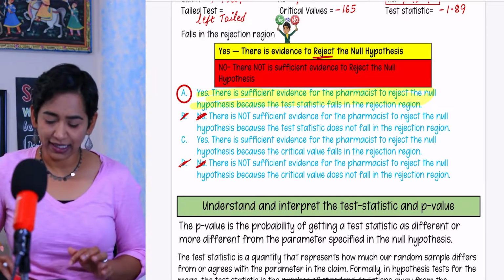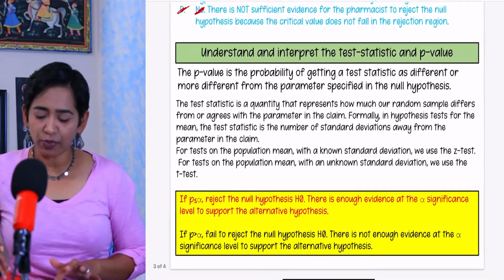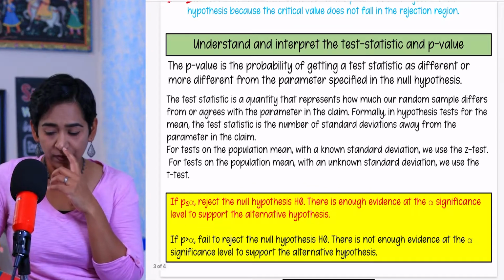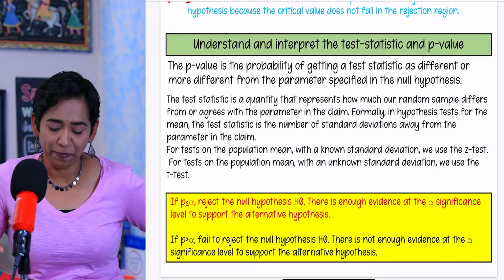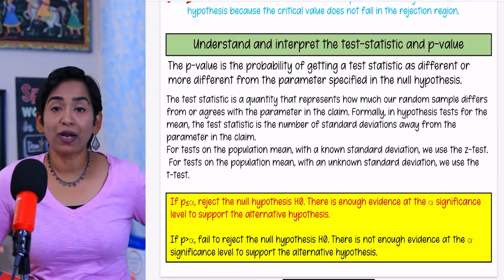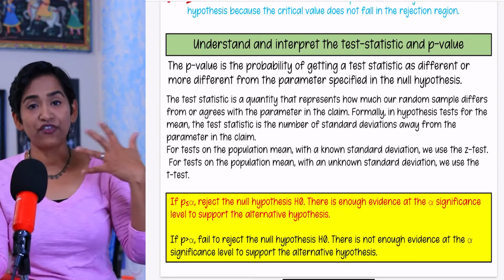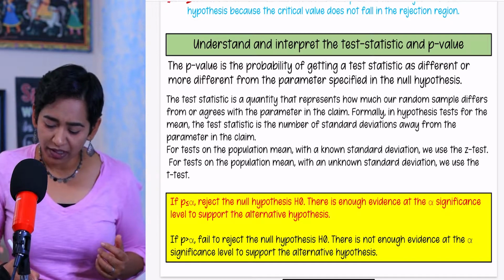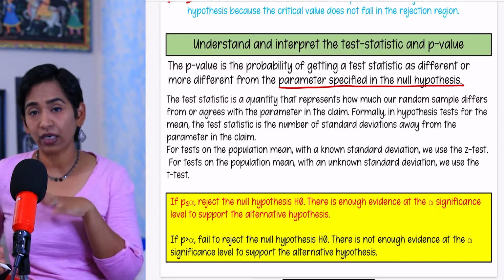All right, now let's take a look at the next topic. Understand and interpret the test statistic and p-values. This is so hard to say, the word test statistic. The p-value is the probability of getting a test statistic as different or more different from the parameters specified in the null hypothesis. Now, I will talk about it in detail.